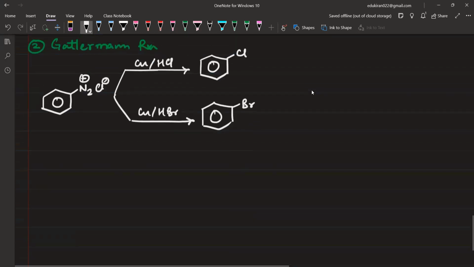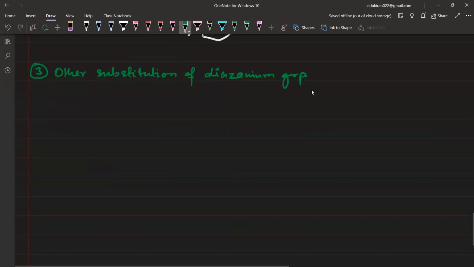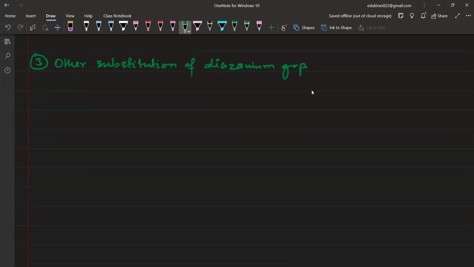After this, you will write other substitution reactions. Or do one thing, write it like this: other substitution of diazonium group. So there are 5 more reactions. Don't write it now, please.